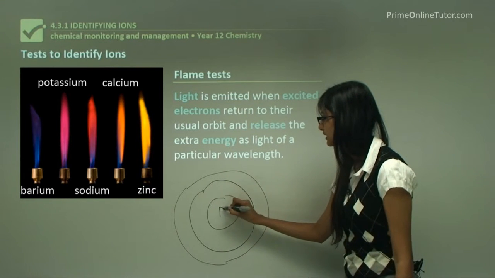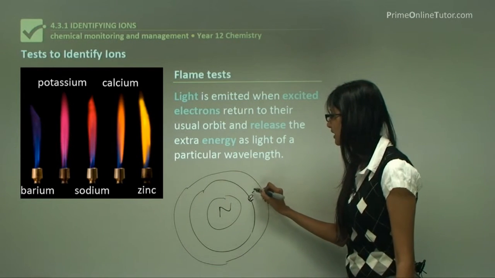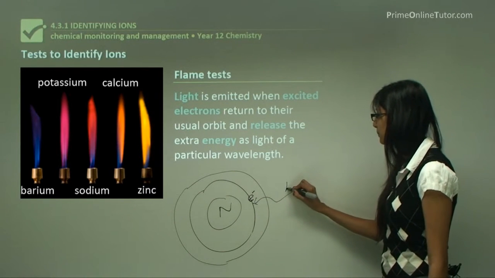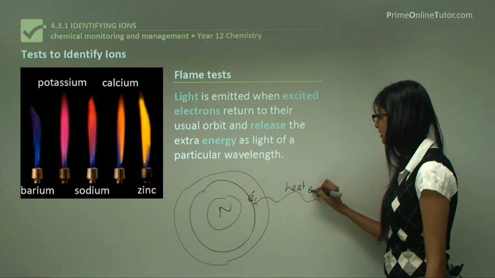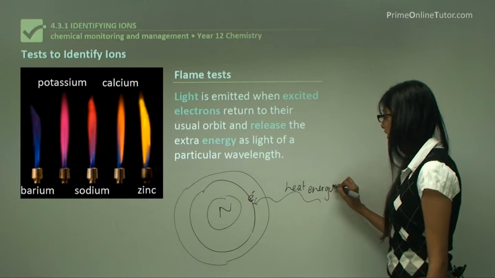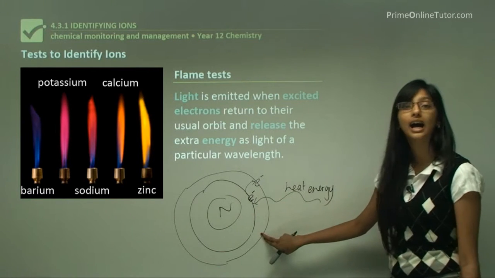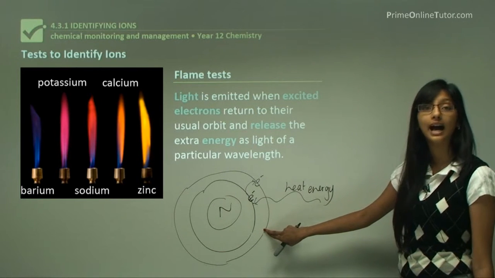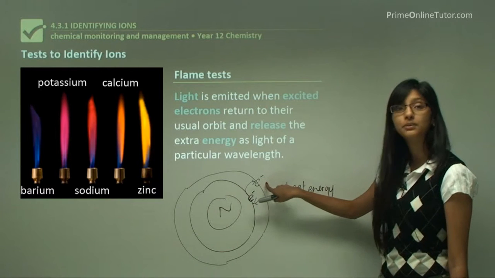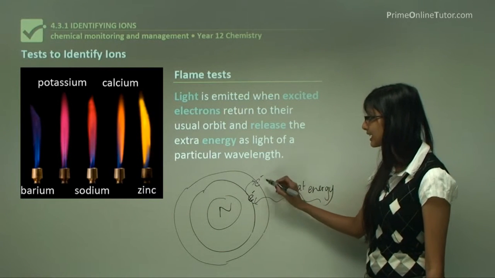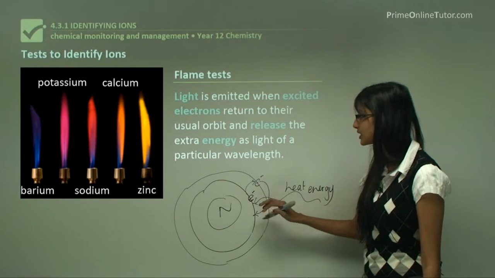And this is your nucleus, so you have an electron here. Now if you provide heat to this electron, let's say we provide heat energy to this electron, the electron will jump up to an energy shell with a higher orbit and higher energy. So the electron jumps up to the orbit with the high energy. It will stay there for a while, and then again it will jump back down to its usual orbit.